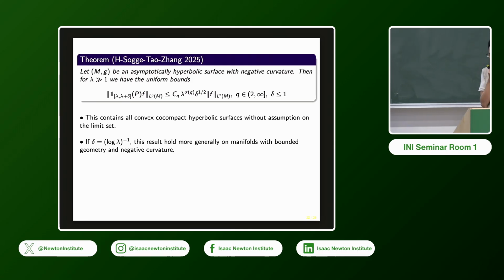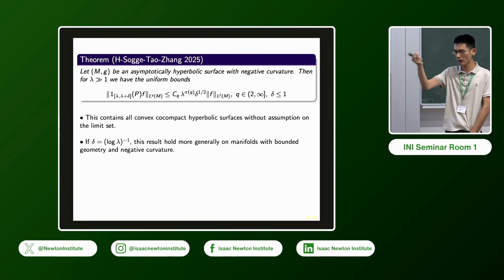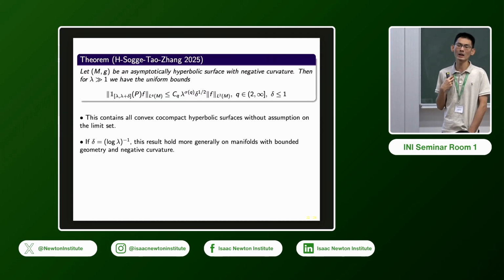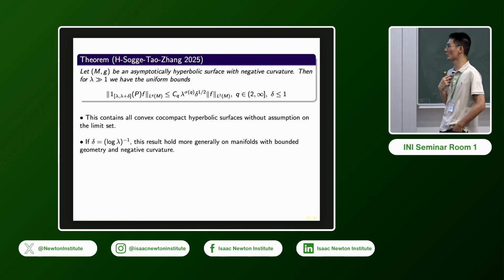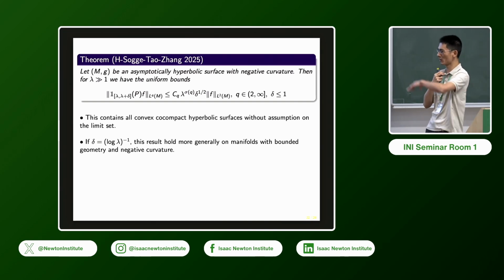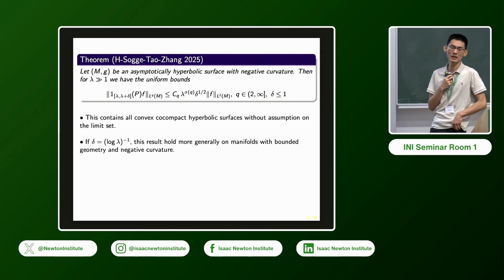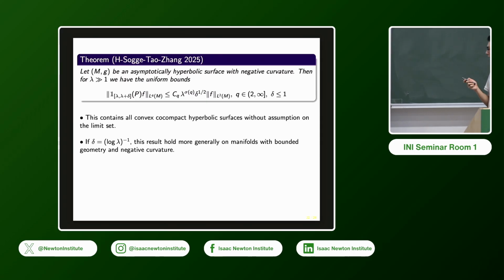So a manifold of bounded geometry, you can think of it as a covering manifold of the compact hyperbolic spaces. So it is periodically the same pieces when it goes to infinity.